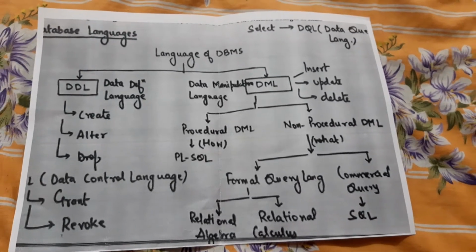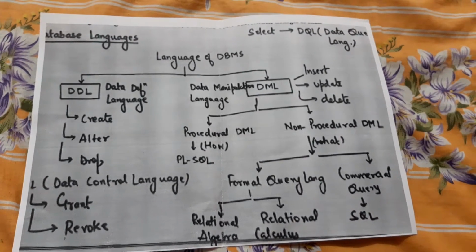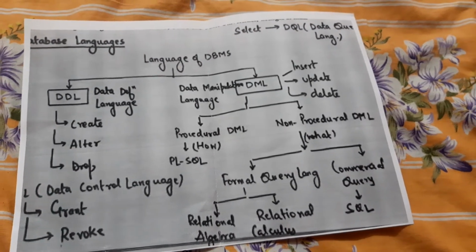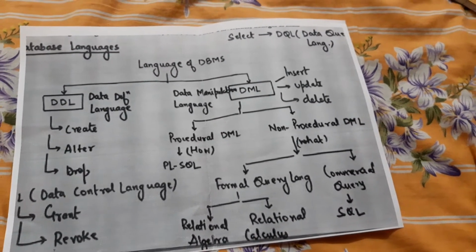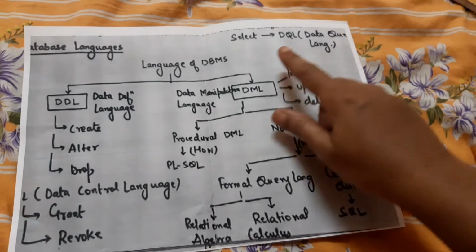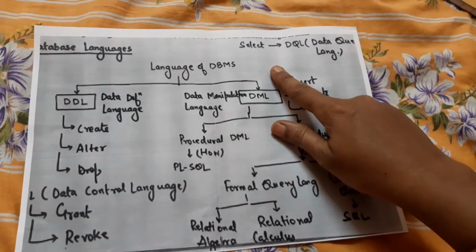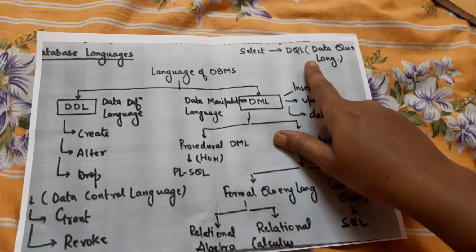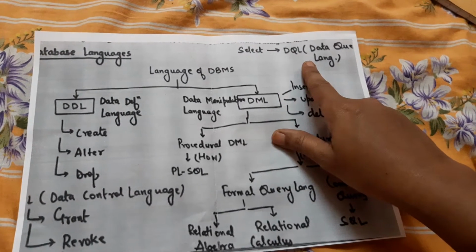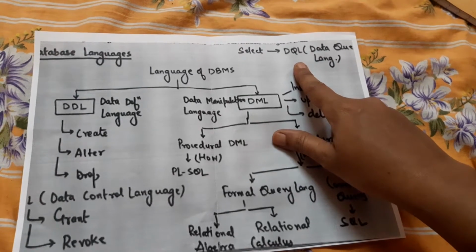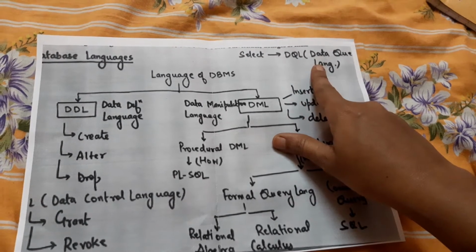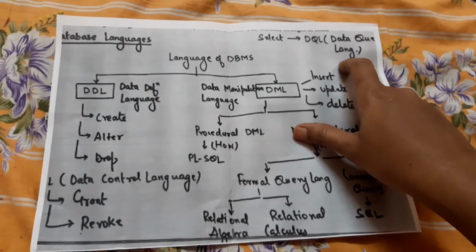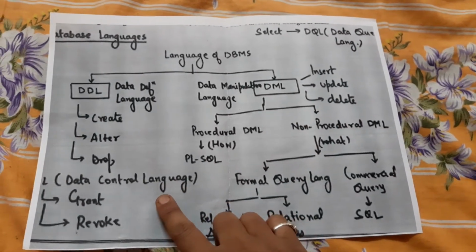There are some more types of languages in a database language. The first one is the select command. In most of the books, the select command comes under DML, but it is actually data query language, or we are calling it the DQL.